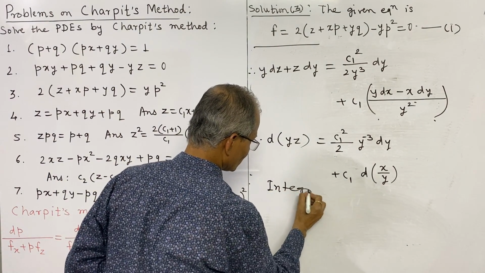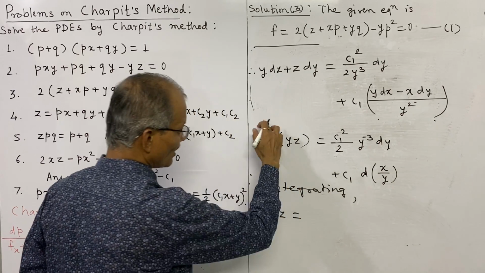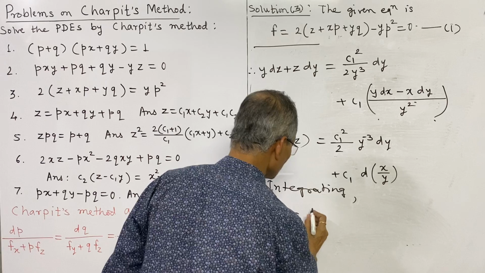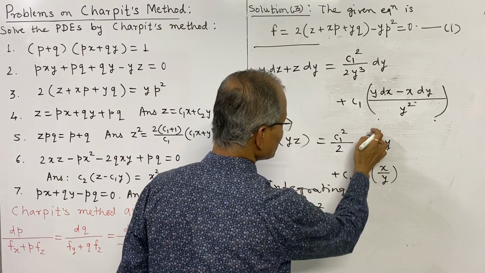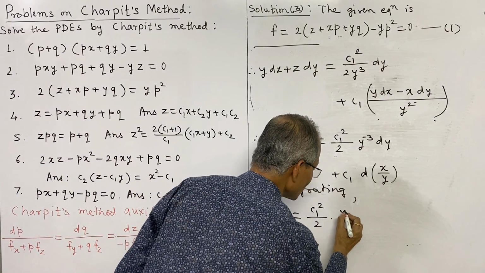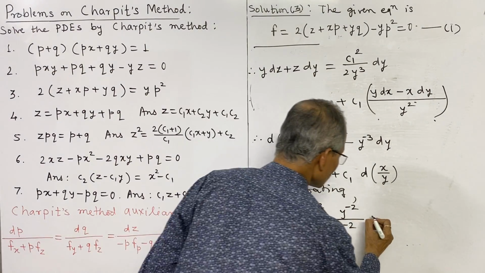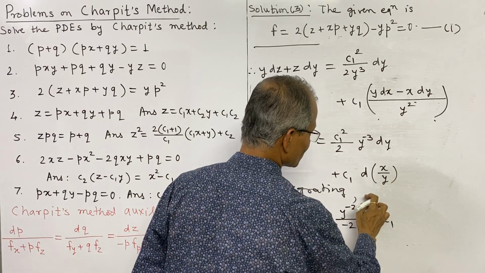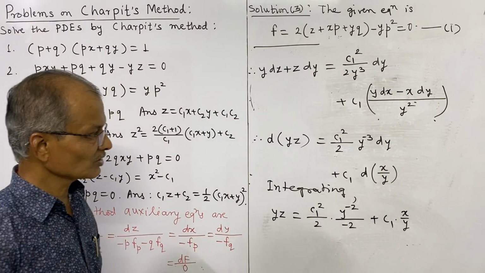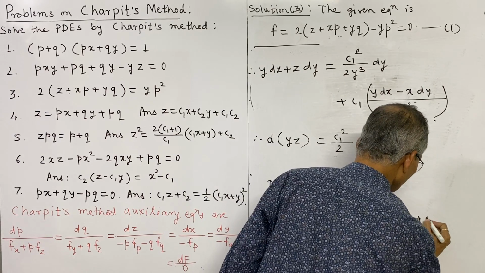Integrating, what we get: y into z is equal to the integration of d of yz, d cancels, so it is y into z. And this is c1 square divided by 2 times the integration of y to the power negative 3. What is that? Power function formula: increase the power by 1, so it is y to the power negative 2 divided by negative 2. And plus c1 times the integration of d of x upon y. Integration of dt is t, so integration of d of x by y is x by y, plus a constant of integration.